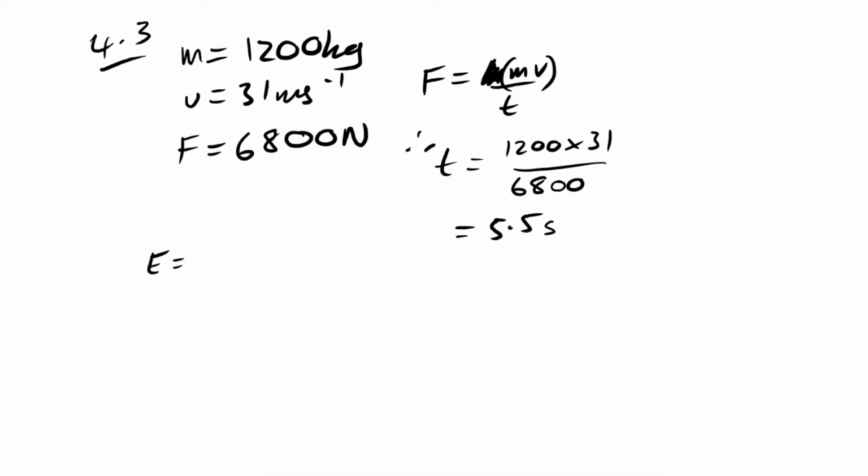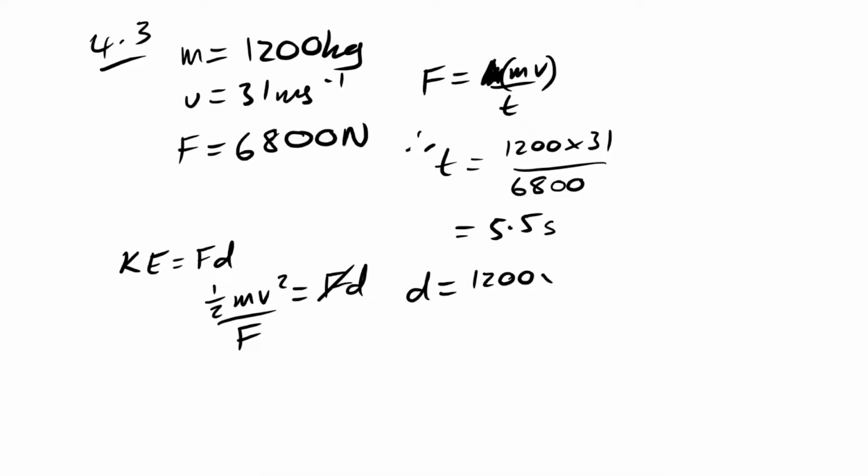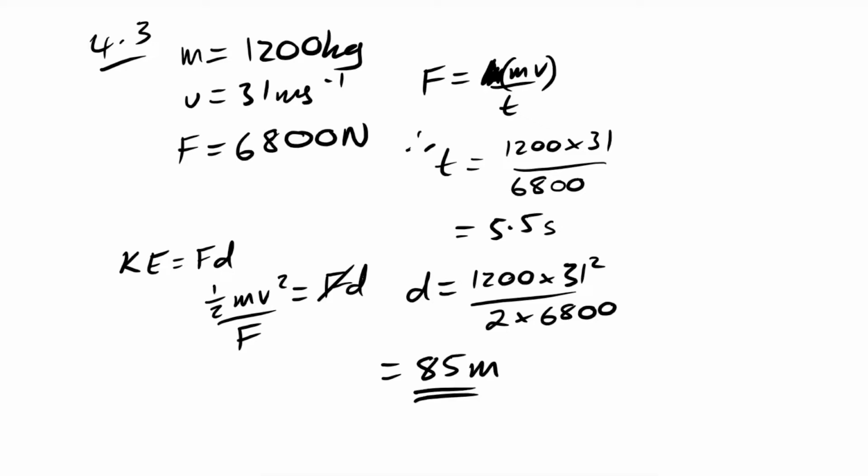Work done is equal to FD. How much energy is required? Well, it's going to be the same as the kinetic energy of the car. So we can say half mv squared is equal to force times distance. So therefore, all we have to do is pop force under the other side. So distance is equal to, let's just put the mass there, mass times velocity squared, divided by, I'm just putting the 2 underneath there, 2 times 6,800. And we end up with, let's do 2 sig figs, 85 meters. Wowzers, 85 meters to stop.